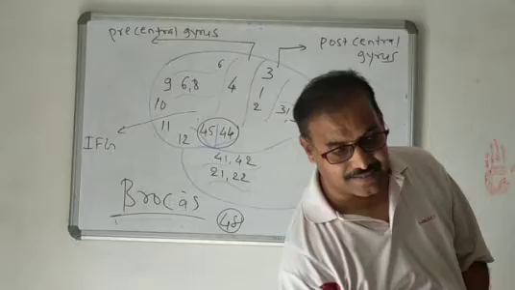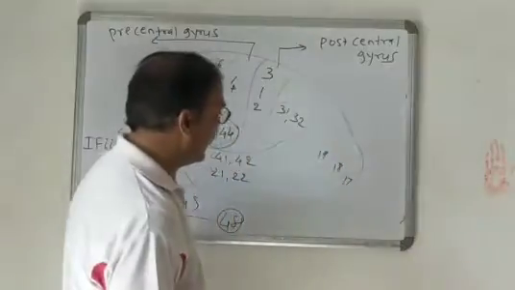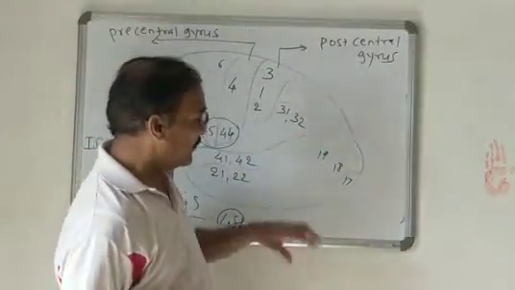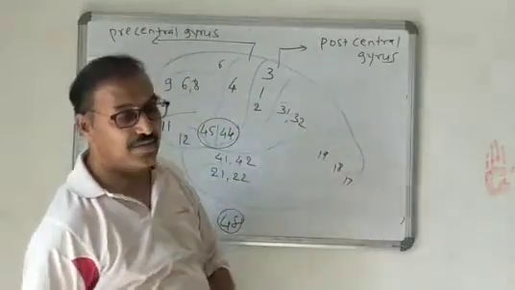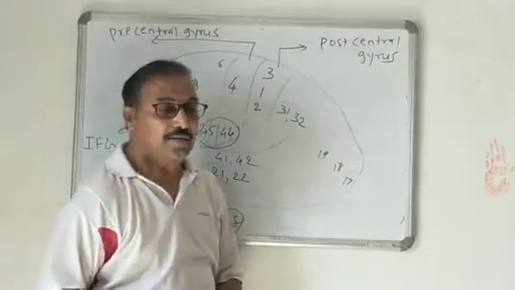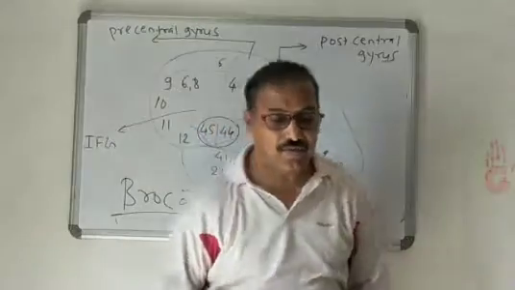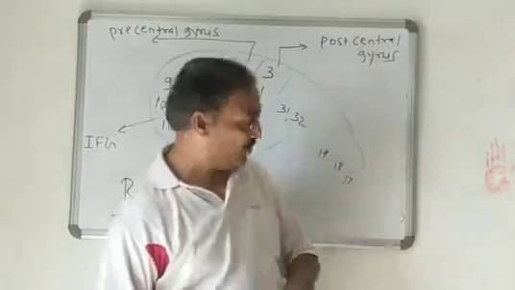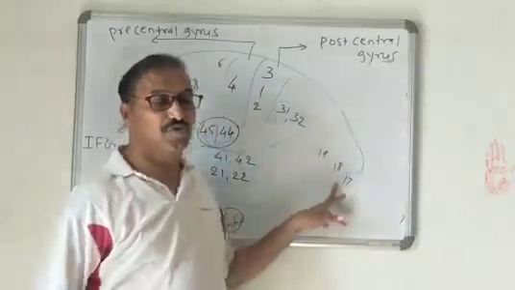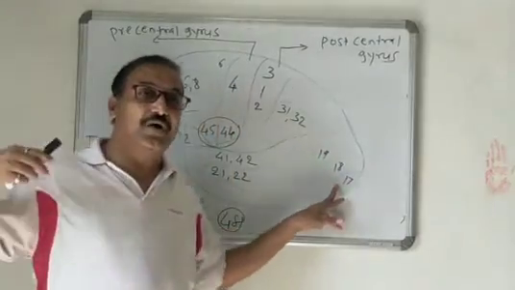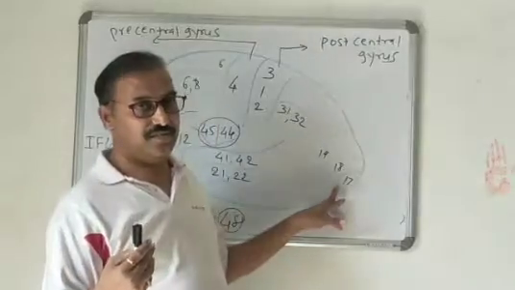Now the next areas, area number 17 and 18 as well as 19. These are important areas present over the occipital lobe: 17, 18 and 19. The 17 and 19 areas are present in the occipital gyrus. These areas are also called the primary visual area. They carry all the visual impulses.